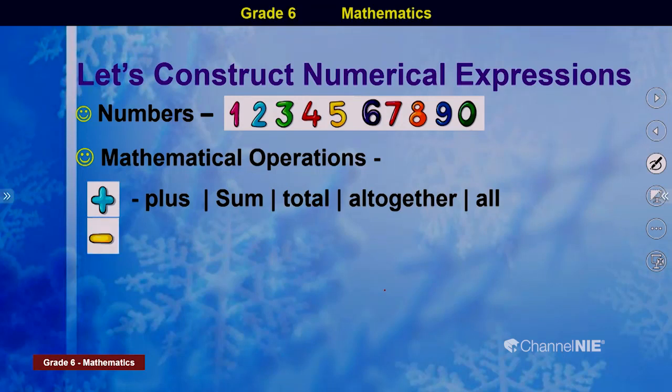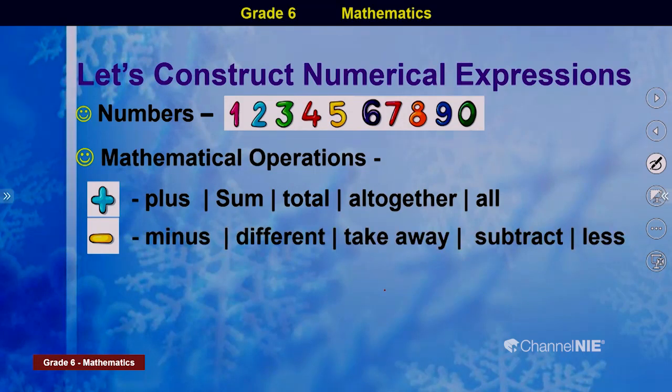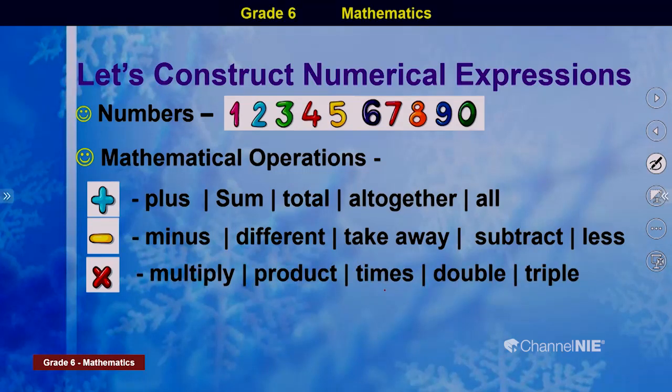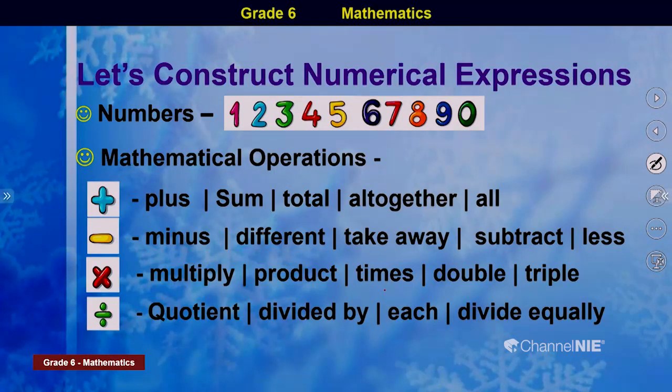This is subtraction. We can use this mathematical operation for the terms like subtract, minus, take away and difference. This is multiplication. We can use this multiplication for the terms like multiply, product, times, double, triple and twice. This is division. We can use this mathematical operation for the terms like divide, quotient, each and divide equally.